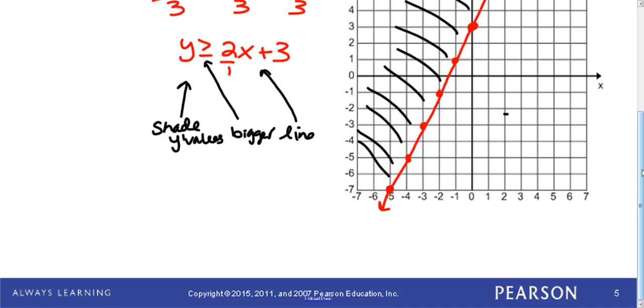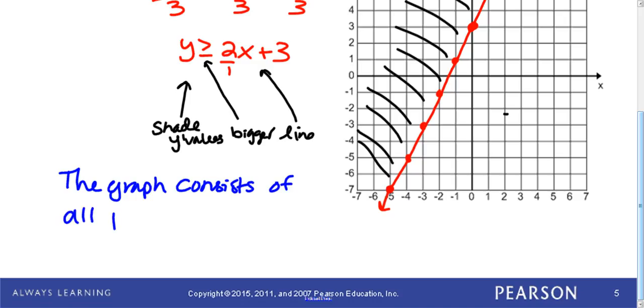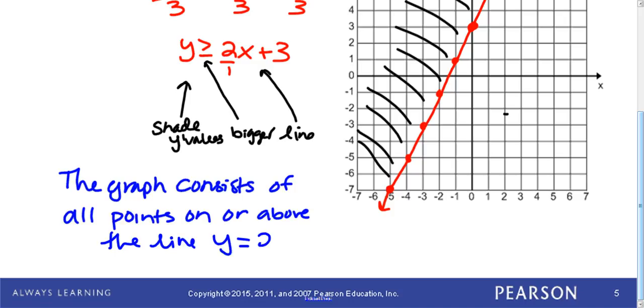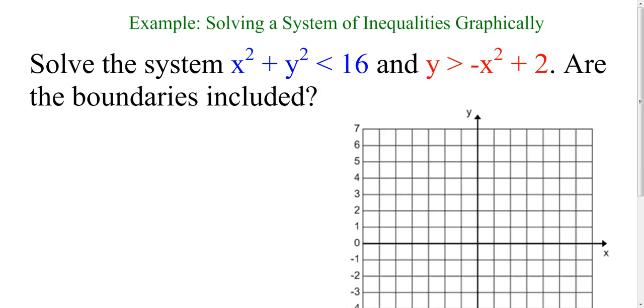So basically, I just need you to think about something like this. The graph consists of all points on or above the line y equals 2x plus 3, okay? Equals is the exact line, and then I'm also shading above it, okay? So I need to know that it can be on the line or above it in this case. If it was dotted, it would only be above it.